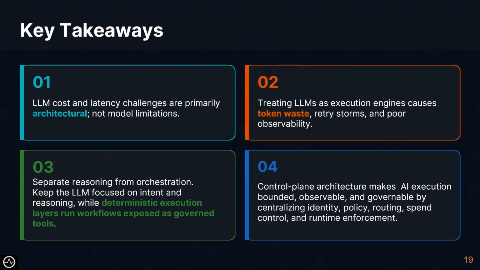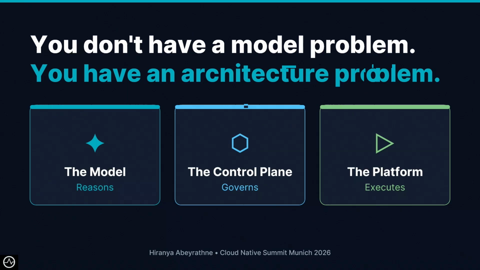It centralizes identity, policy, routing, spend control, observability, and runtime enforcement. So probabilistic orchestration creates unbounded economic behavior. Control plane architecture restores bounded, observable execution. So that is the principle of my talk here.